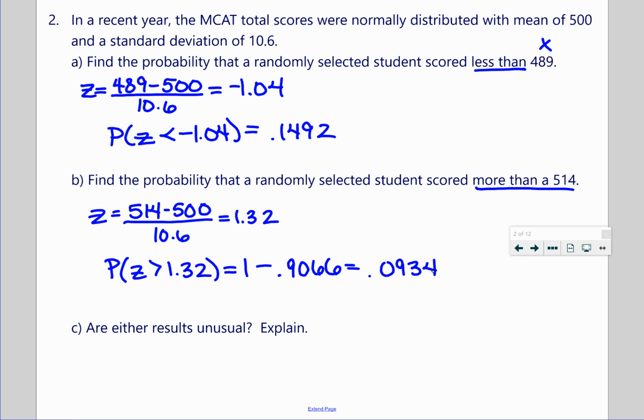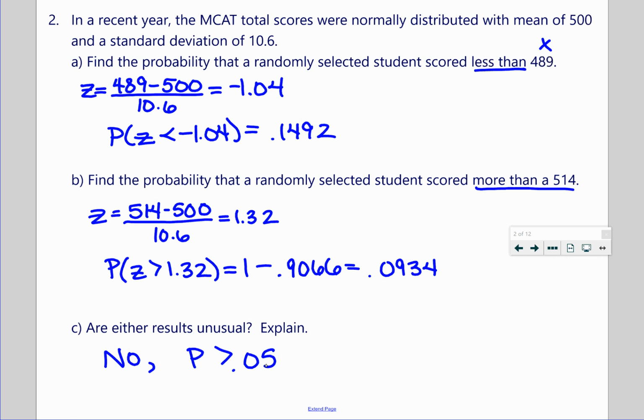What do you think, yes or no? No. And there's 2 ways to explain it. The first way is probably with the probability. Do you remember what the magic number with the probabilities was if something was unusual? Yeah, the probabilities are both greater than 0.05. If either probability was less than 0.05, then it would be an unusual event.